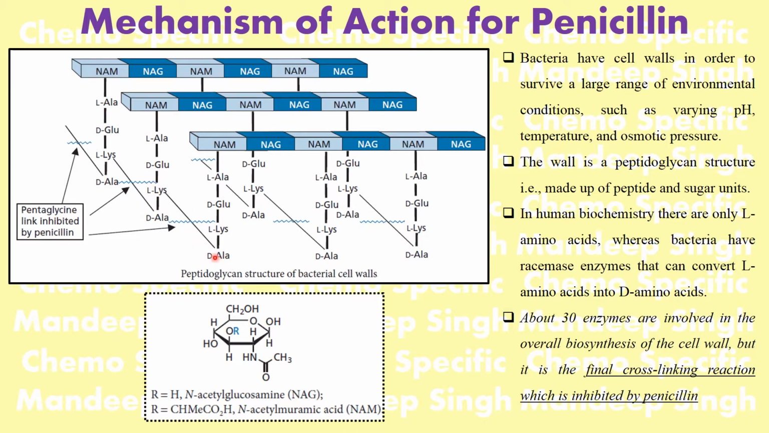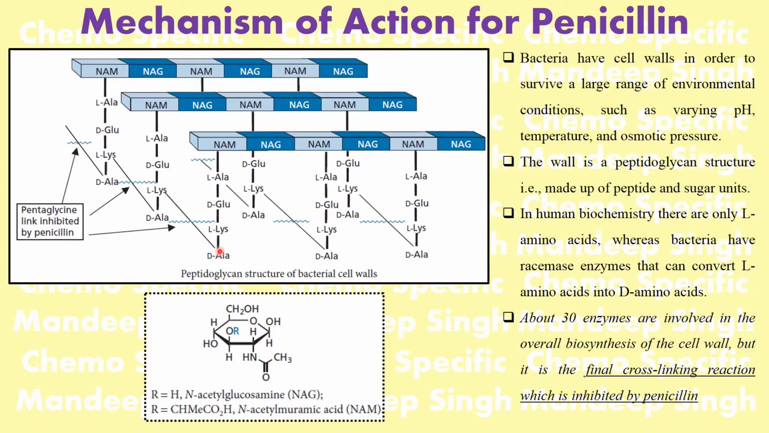Now you can clearly imagine, as soon as the interlocking takes place, the strength of the cell wall is enhanced manifold. It is basically this final interlinking which is inhibited by penicillin. And once this interlinking is inhibited, you can clearly imagine the water enters, it causes the cell to swell, and as a result the cell dies by cell lysis. So that is how penicillin acts.